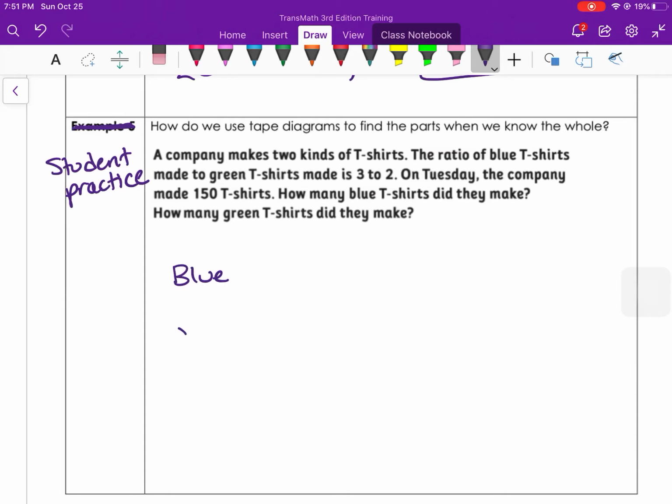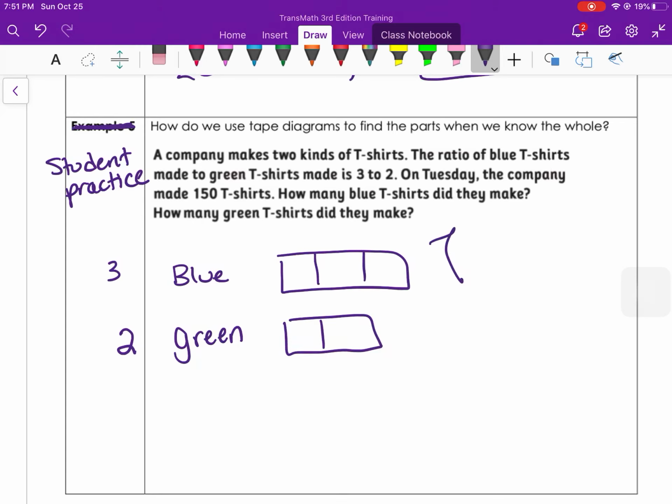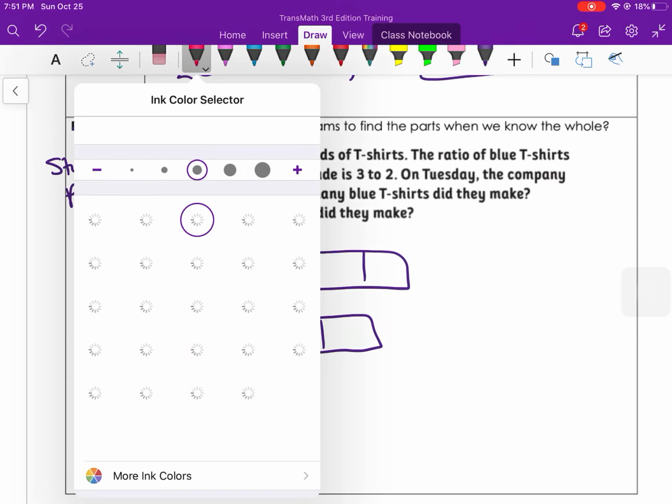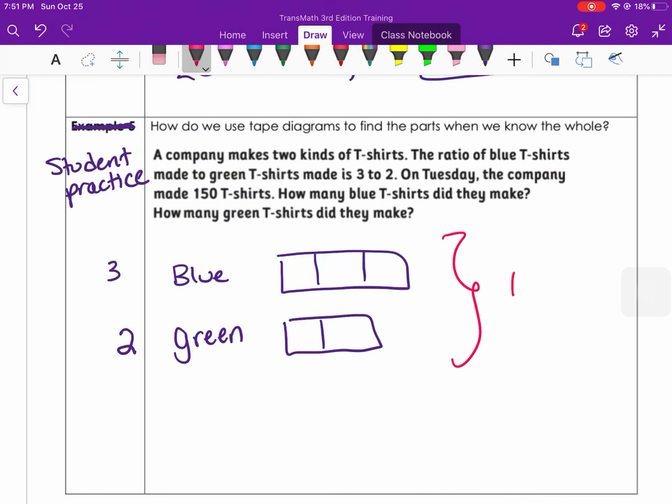We know that blue to green is 3 to 2. So start out with that. Blue is 3, green is 2. Then you know that the total that they made, all together, was 150 t-shirts. So use that number to figure out how much of each one did they make. I'm going to let you finish off that one on your own. And then get it turned in, and we'll talk about it when I see you in class.